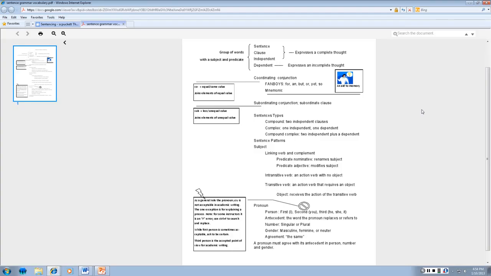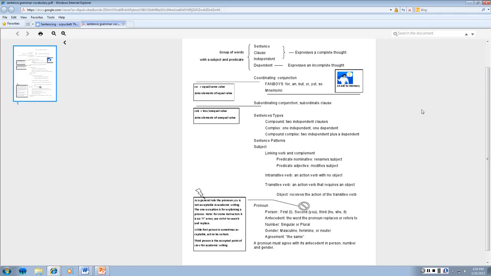Given that, we have particular sentence types. A compound sentence, two independent clauses: I came to school and I went to class. Complex, one independent and one dependent: before I came to school, dependent, I ate breakfast, independent. And then compound complex is a combination, at least two independent, compound, plus at least one dependent. Thus you have compound complex.